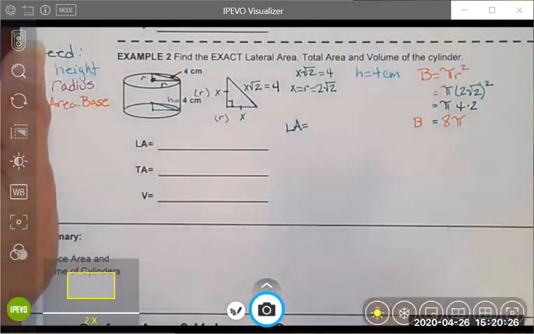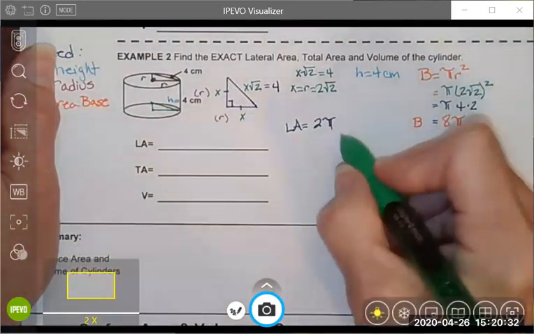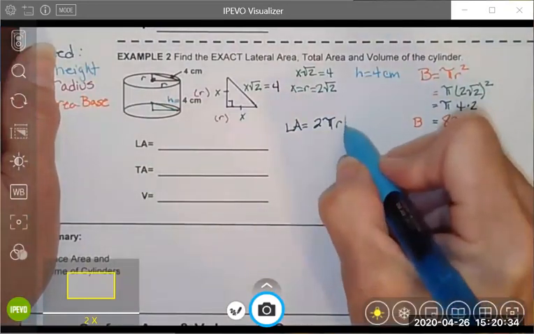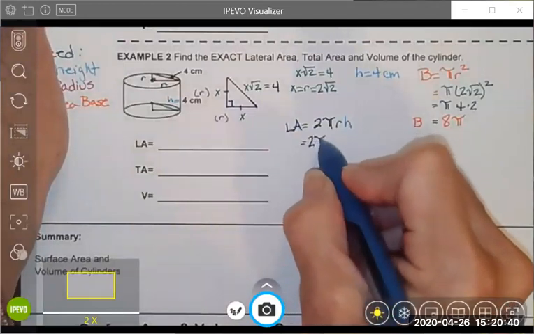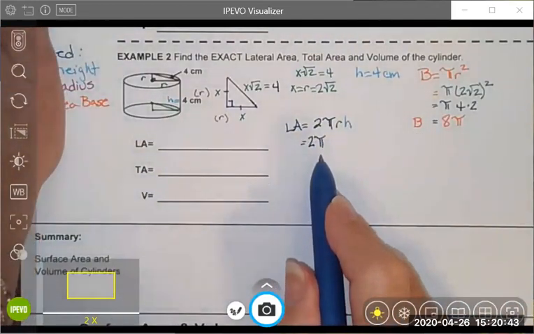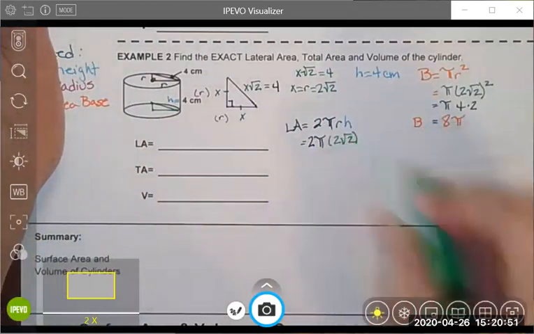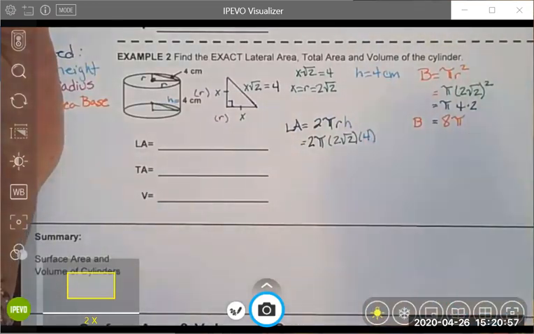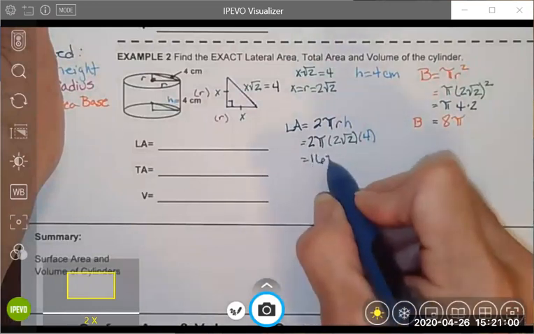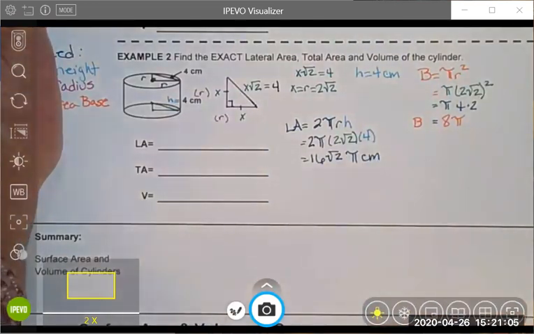My lateral area, if I go back to my formula, is 2 pi, the radius times my height. I always like writing my formulas. The 2 pi stays. We always leave our answers in terms of pi, unless explicitly told to do otherwise. My radius in this case is 2 square root 2, and we know the height is 4. When I simplify this lovely expression, I end up with 16 square root 2 pi centimeters as my lateral area.